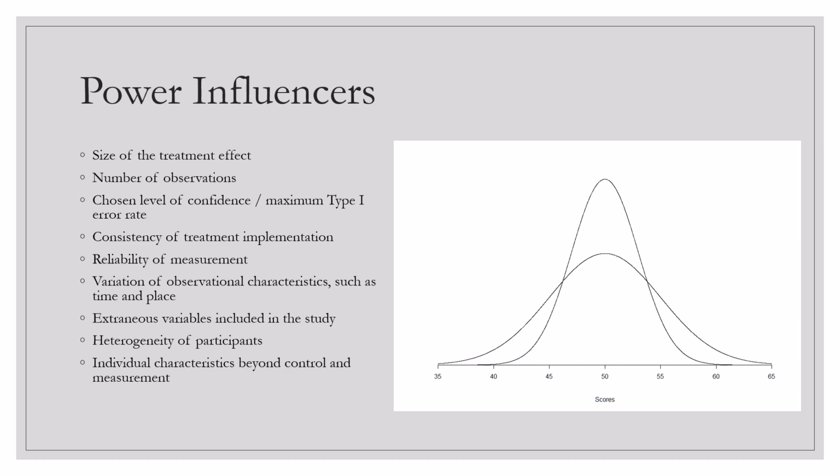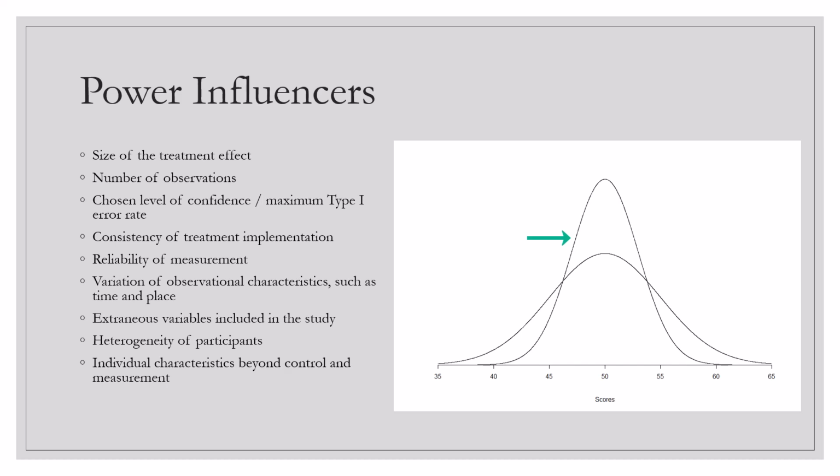Here I am showing you two normal distributions. These are meant to represent the possible distribution of a response measure. And you notice that one of these normal distributions has higher variation than the other. That is, one or more of these power influencers are such that you have more variation in that distribution than you do in the other distribution. The rule is this: the less variation in our response measure, the more power. Therefore, this distribution that has less variation will have more power.